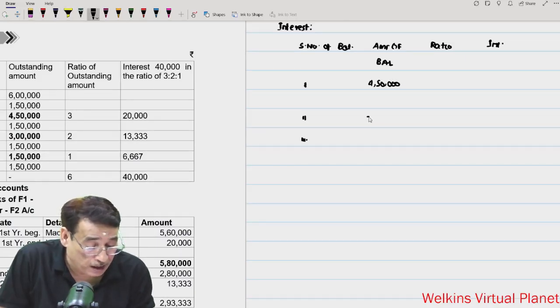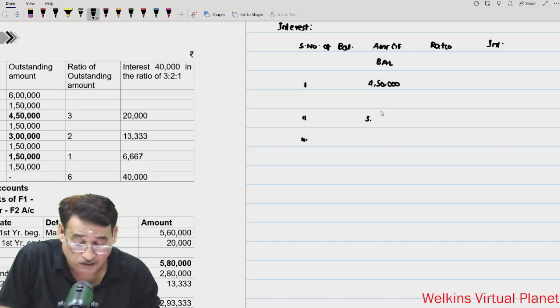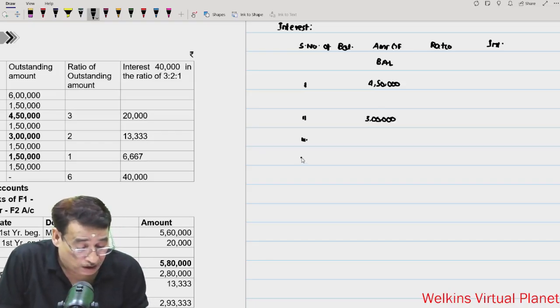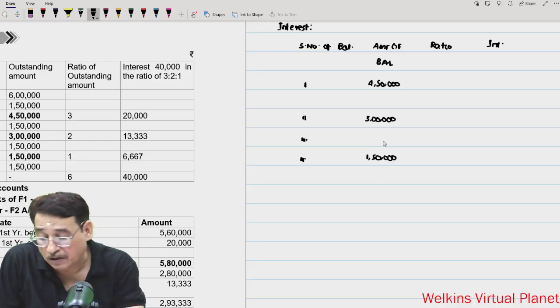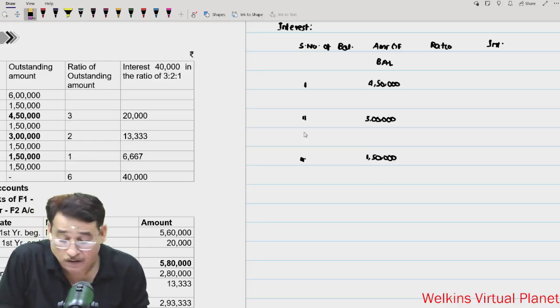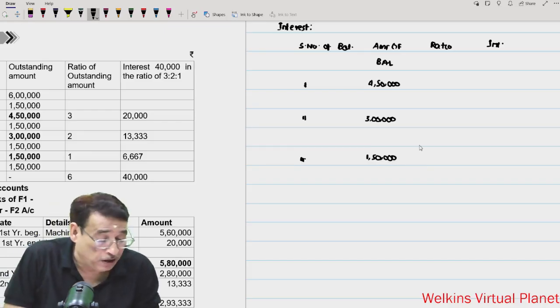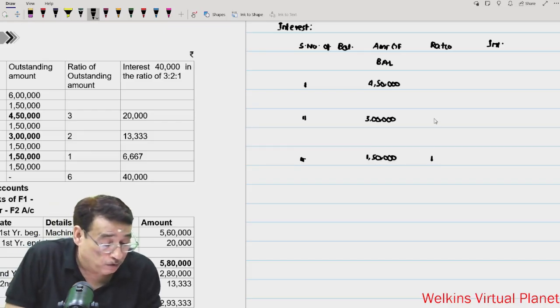Then we will write here 3 lakh, and then I will write 1,50,000. These are the balances given to us. And now we will take the ratio. Ratio will be 1, 2 and 3.